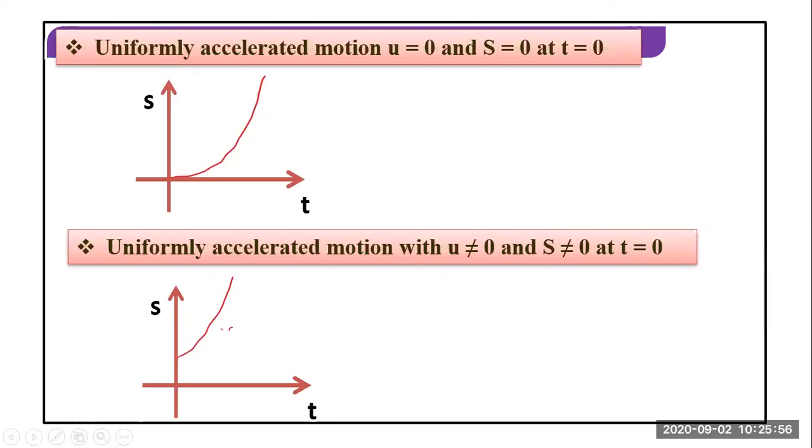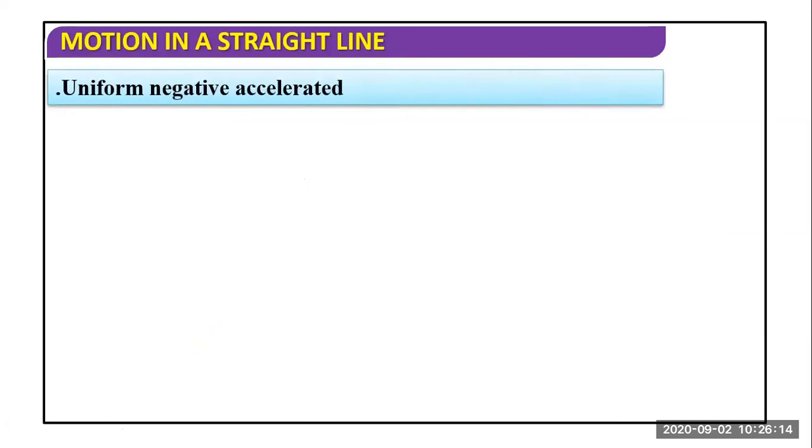So these are the two graphs for uniformly accelerated motion both. But in first case the particle is starting with 0 speed and from 0 position. In second case particle is starting with non-zero speed. So slope was non-zero initially and non-zero position as well. Okay. Next we will see uniform negative acceleration.